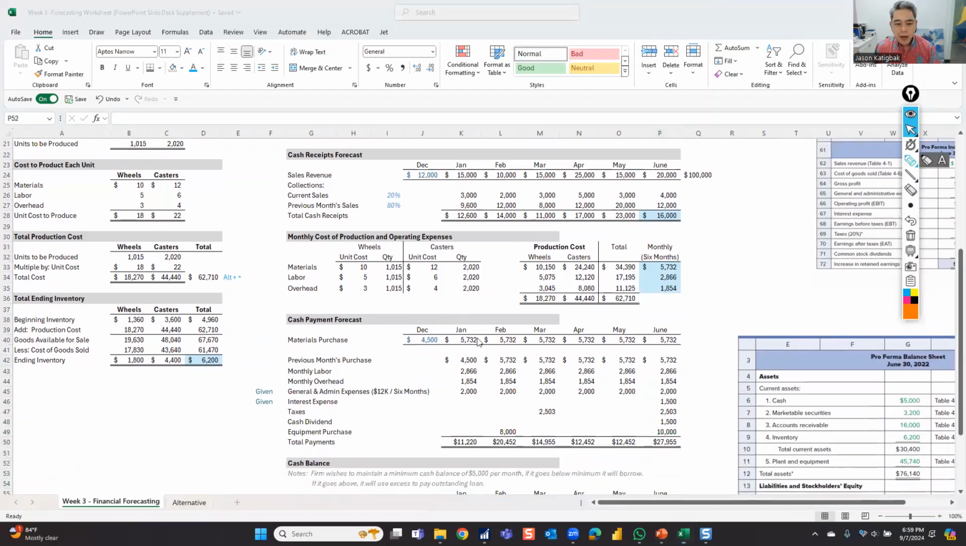So my material purchase is actually here, which is basically this, the 5,732. Let me delete that. Let me change. So basically it's there, it's just linked, right? We just carried it over.